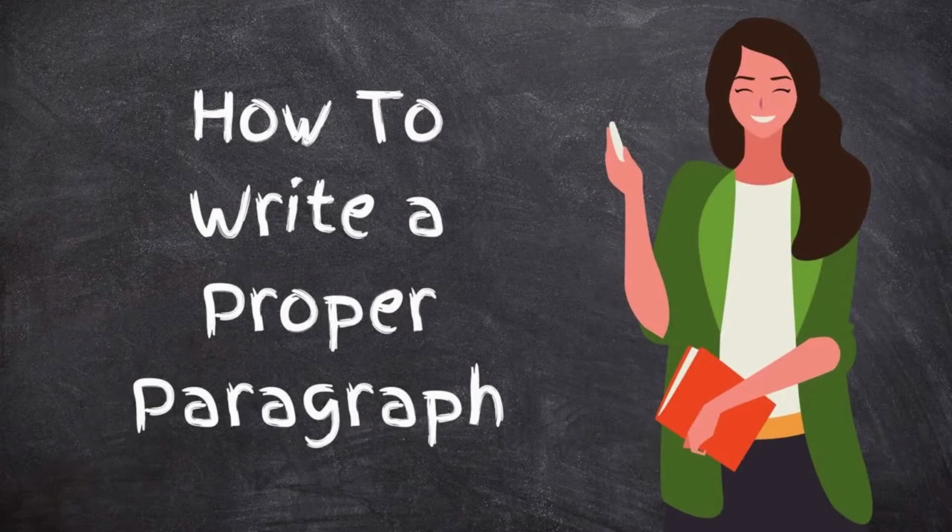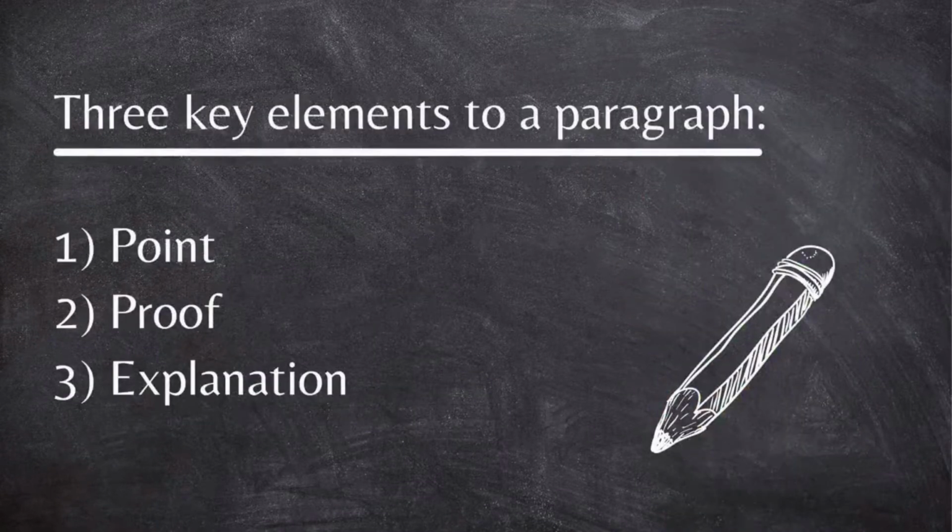In today's teacher tip video, we'll be going through how to write a proper paragraph. There are three basic elements to any paragraph that you end up writing. The first is the point that you're going to be making. The second is the proof or the piece of evidence that you'll be using to help you prove that point. And the third is the explanation. So your explanation is really what ties that proof and point together, because you want to be persuading your audience to believe that what you're saying is true and impactful.